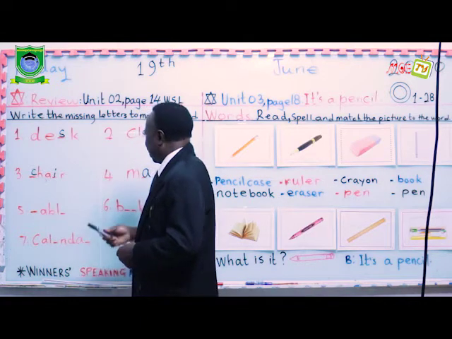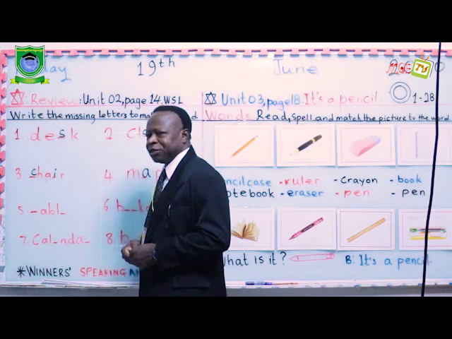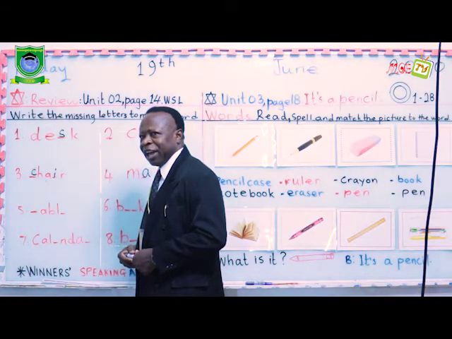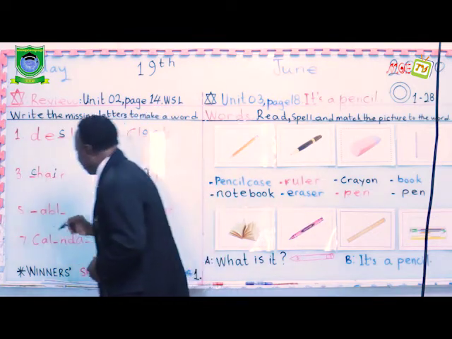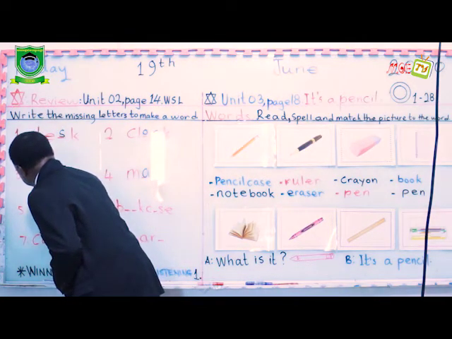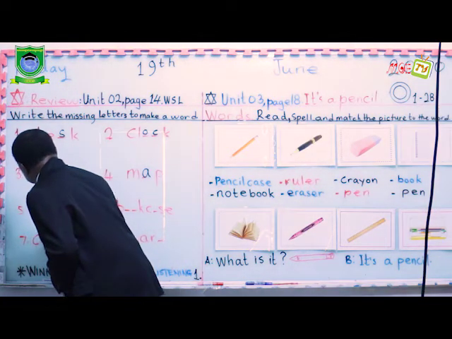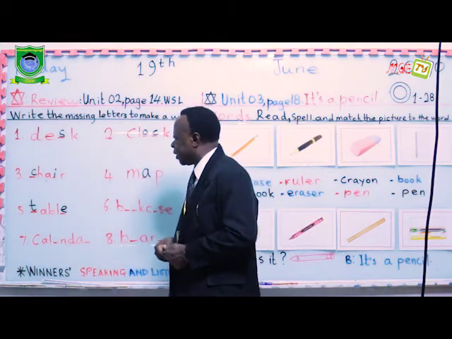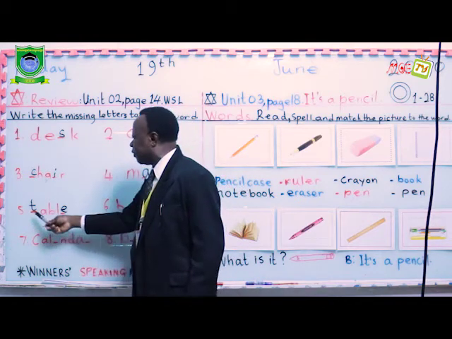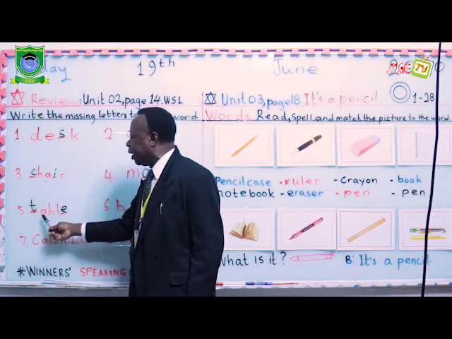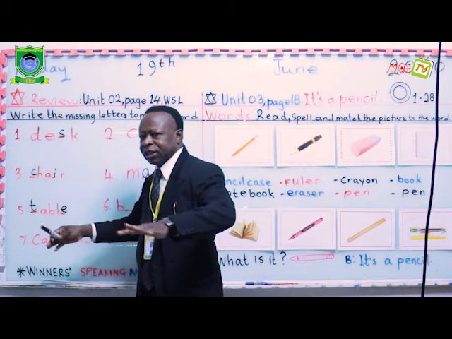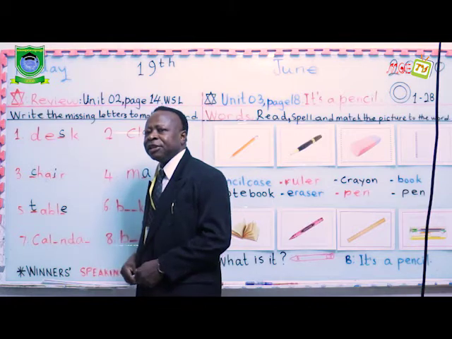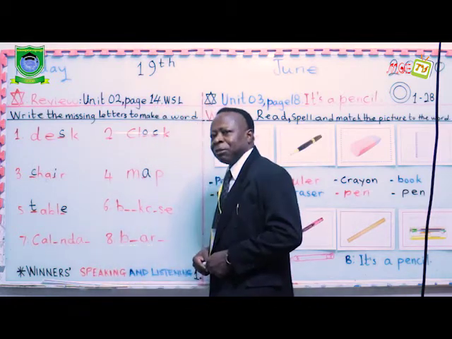So now, Saren, it's your turn to tell me the missing letters of number five. Letter T and letter E. Well done, Saren. So letter T, I'll write letter T here, and then letter E. The whole class, how to pronounce this word? Table. Table. Spell together with me. T-A-B-L-E, table. Again. T-A-B-L-E, table. Well done. Let's move on to number six.